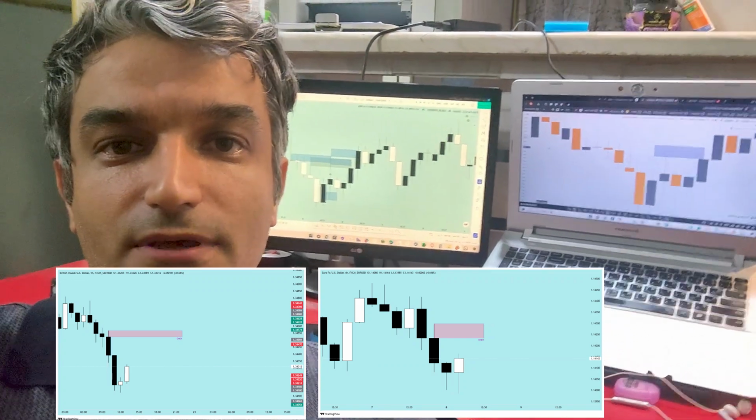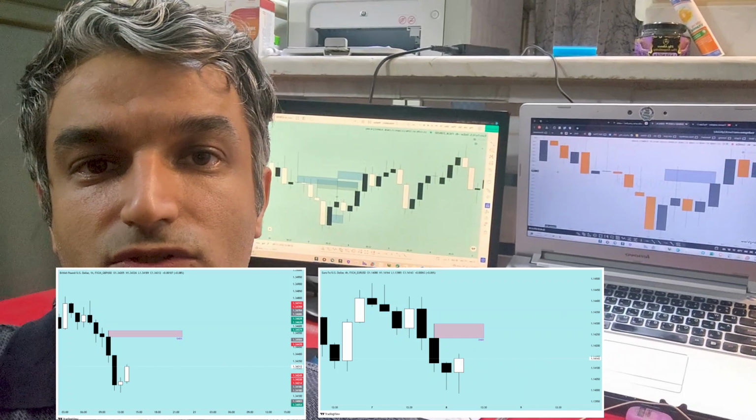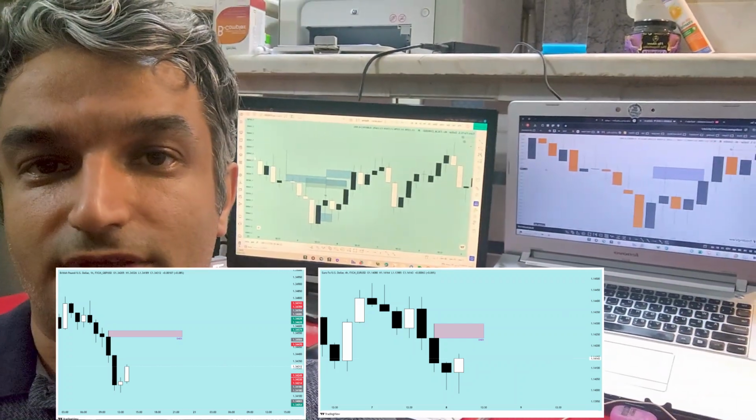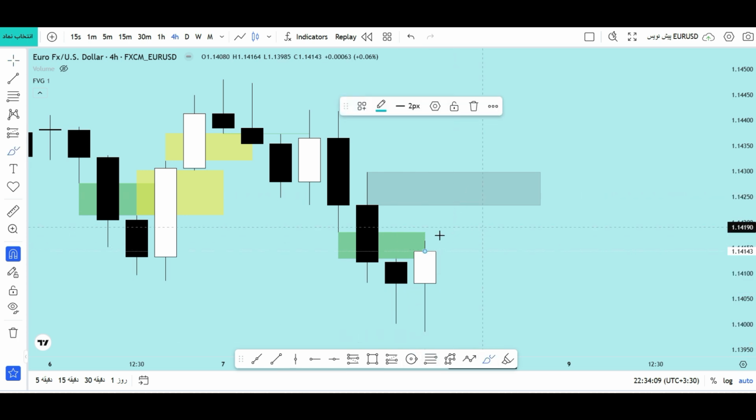Hi, today I want to compare two areas. One of them is in EUR, another one is in GBP/USD, but I entered in one of them. Let's see. Also we have an FVG here and we are waiting for price to come to the zone and take a reaction.